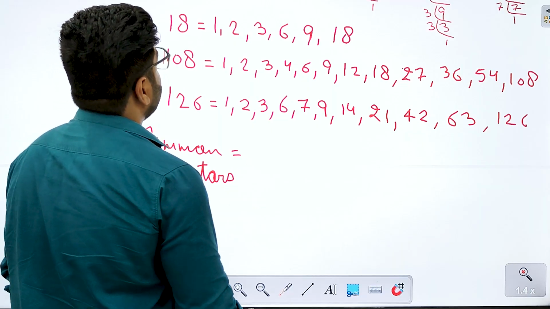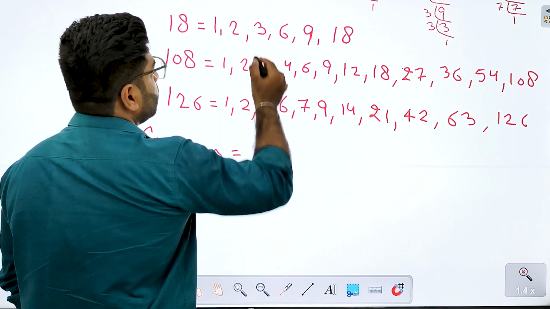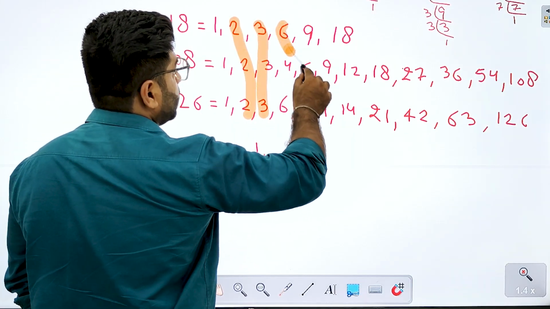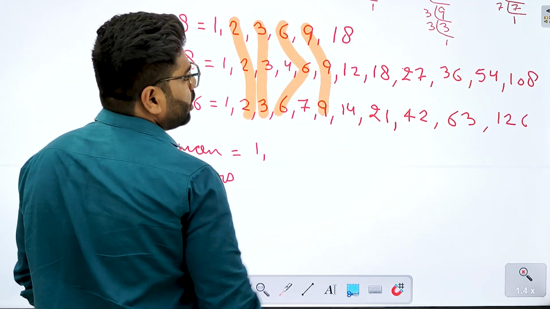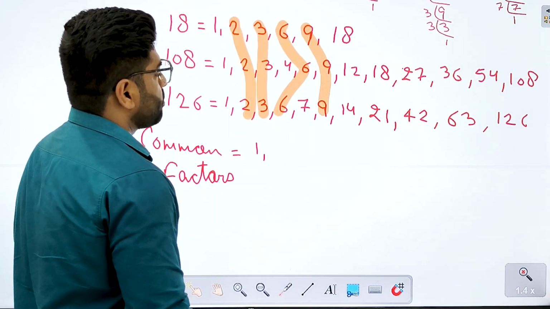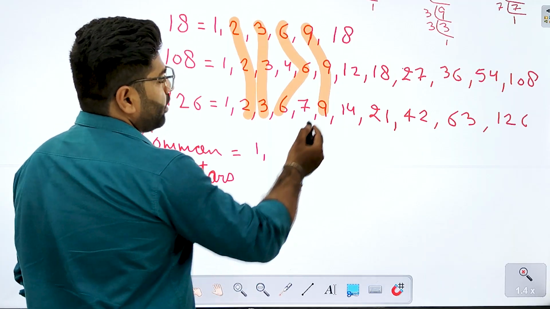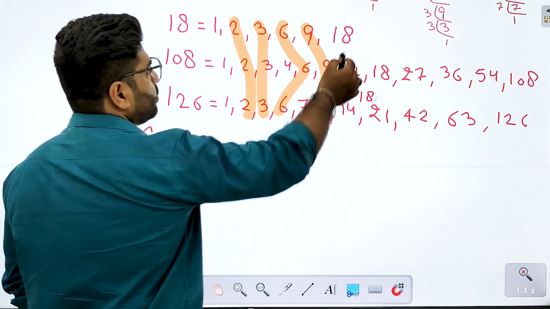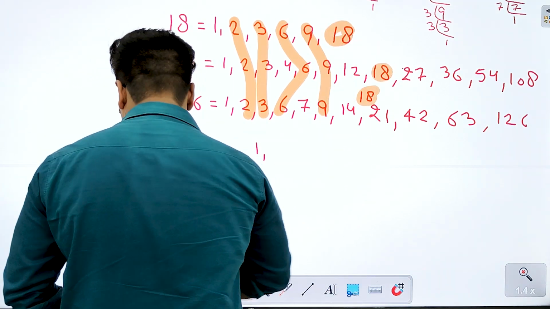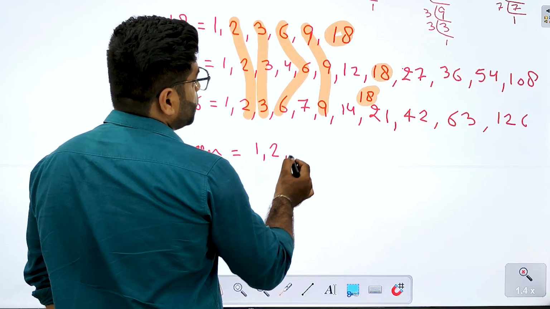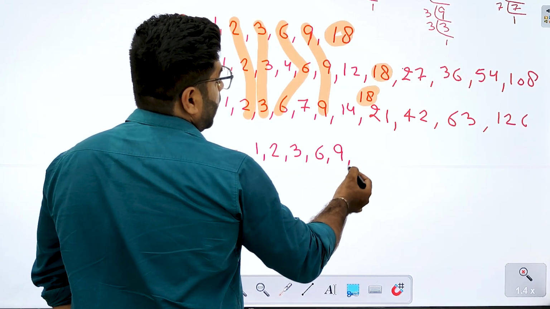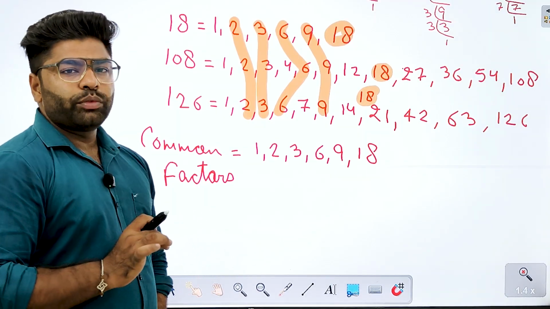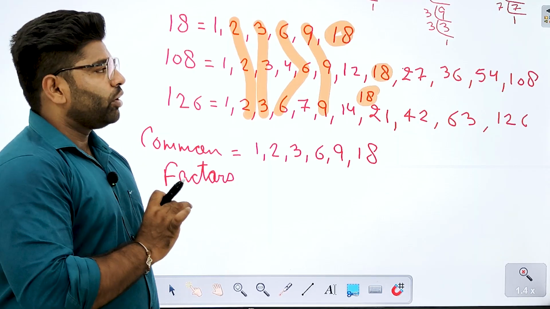Okay, so we have 1, next 2, then 3, then 6, then 9, and the common factor 18 also. So we have 1, 2, 3, 6, 9, 18. These are the common factors of these three numbers. Clear? I hope you have cleared your doubts on this question.